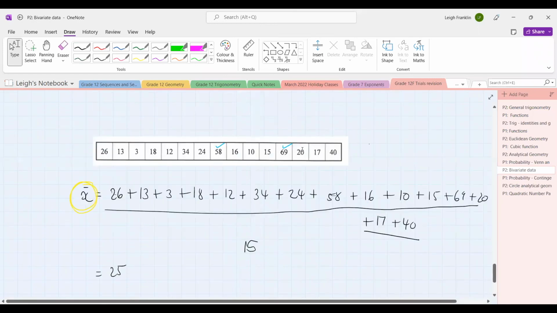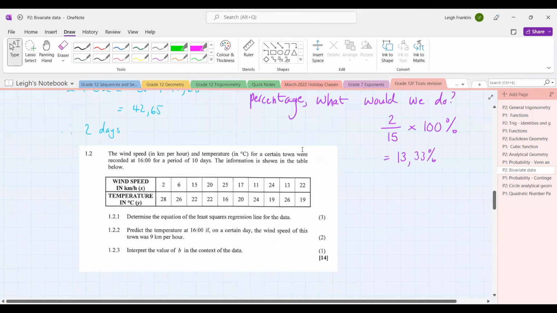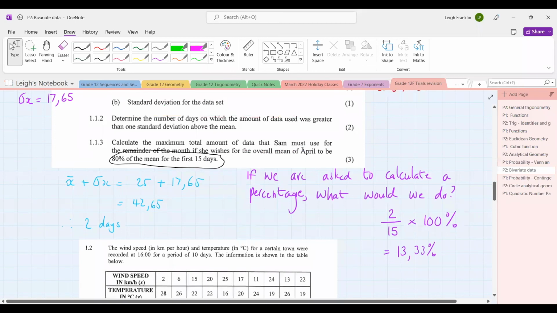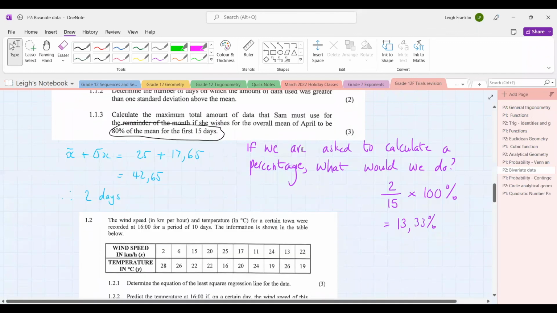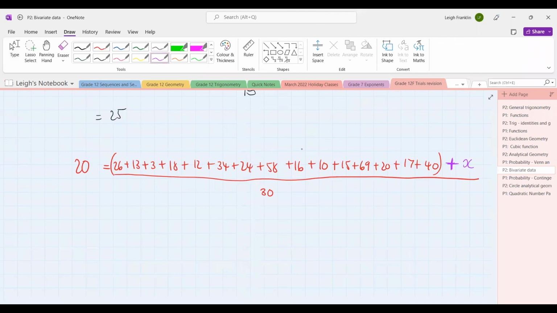We can take that answer. What does it want us to do? Oh no, it was the maximum amount. So we would add it. Here: calculate the maximum total amount of data that Sam has used for the remainder of the month if she wishes for the overall mean to be 80%. Okay, so this X represents the maximum amount of data that Sam can use for the rest of the month if she wants her average to be 20. Does that make sense to everybody? So in other words, now we need to solve for X.